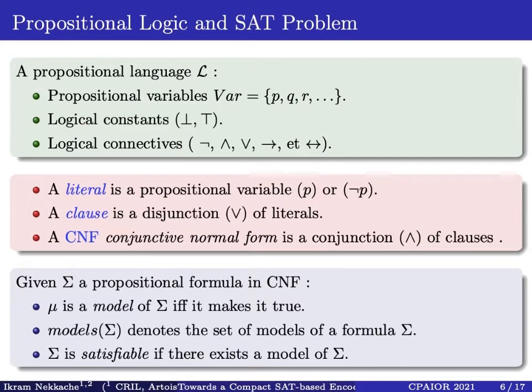Now I will introduce some elements of propositional logic. This logic is defined as given propositional variables noted by the letters P, Q, R, etc., logical constants and logical connectives. A literal is a propositional variable or its negation. A conjunctive normal form is a conjunction of clauses where a clause is a disjunction of literals. An assignment mu satisfies the formula if it satisfies each clause. In this case, we say that the formula is satisfied, and in the opposite case, we say that the formula is unsatisfied. We denote the set of models by sigma.